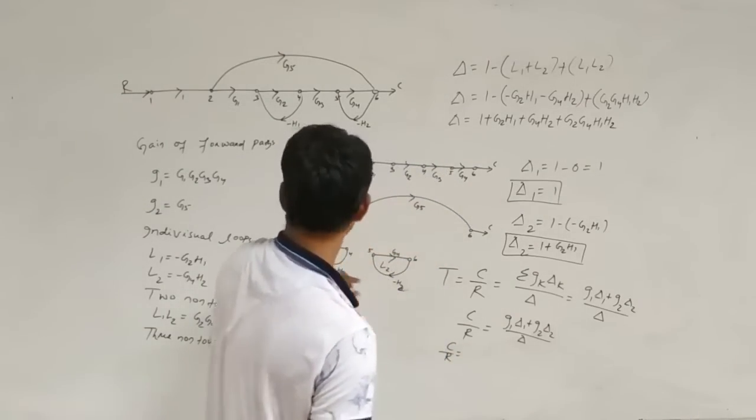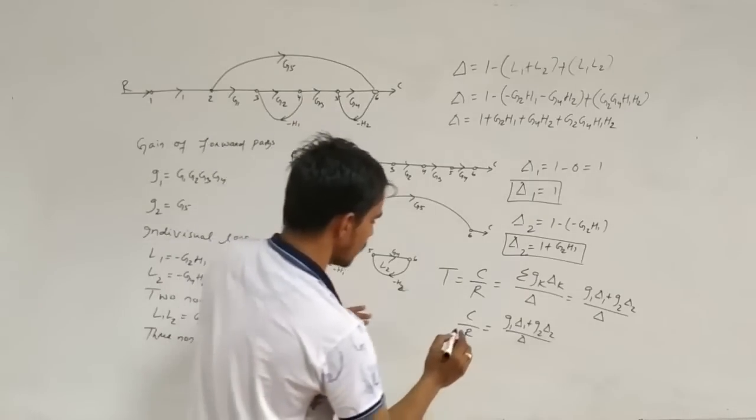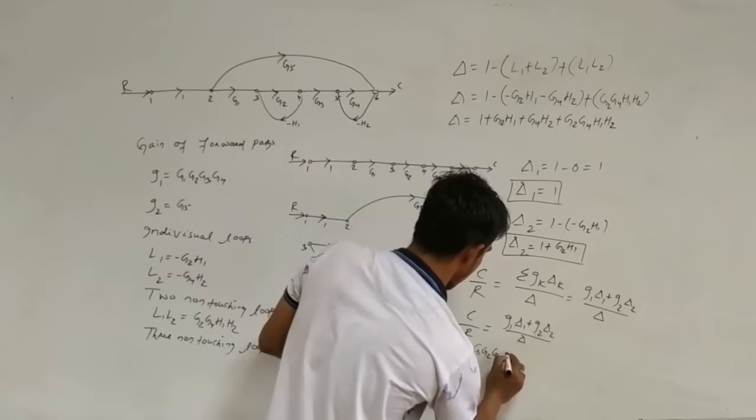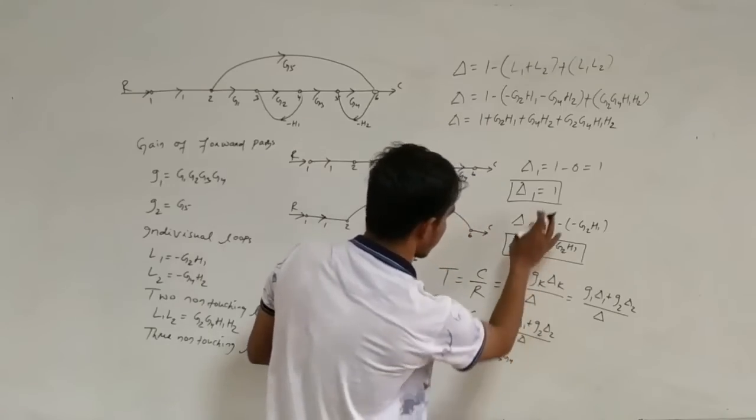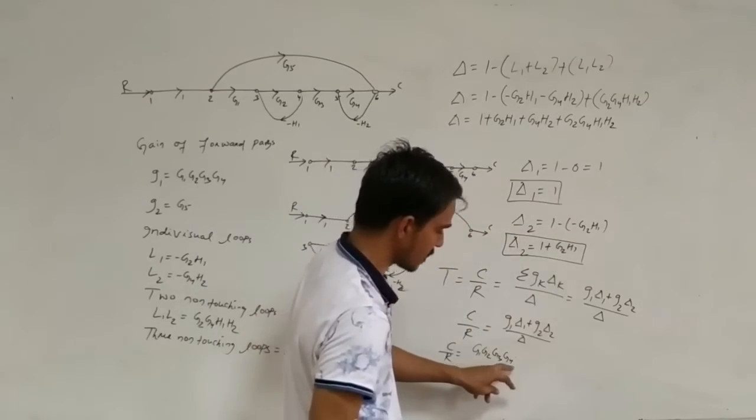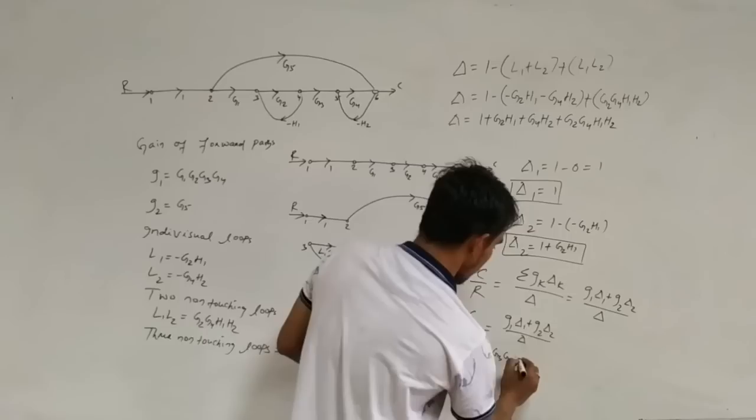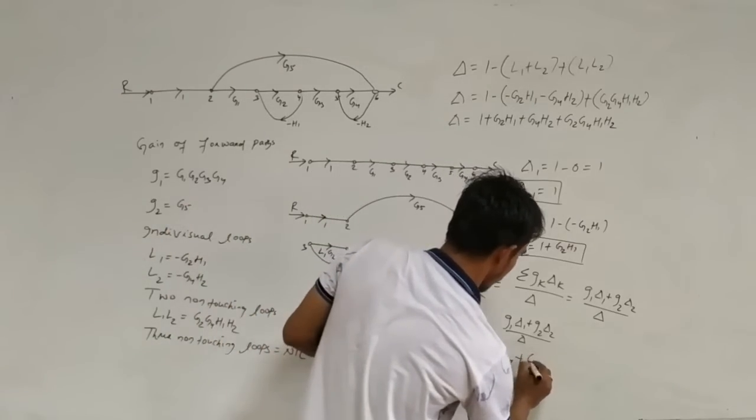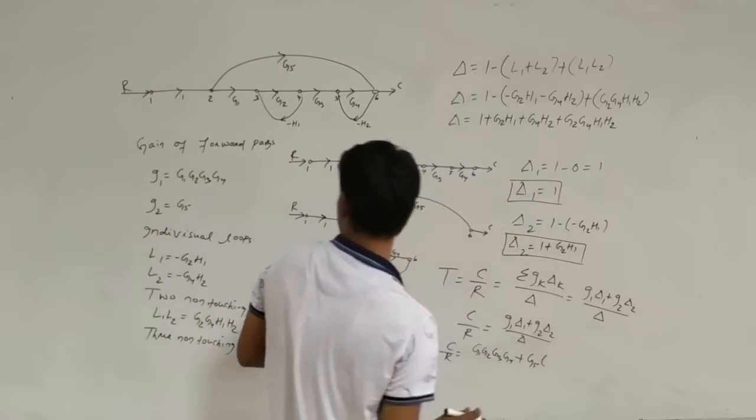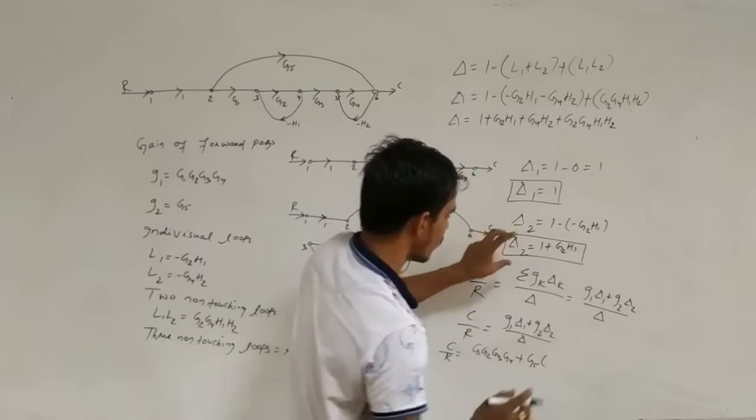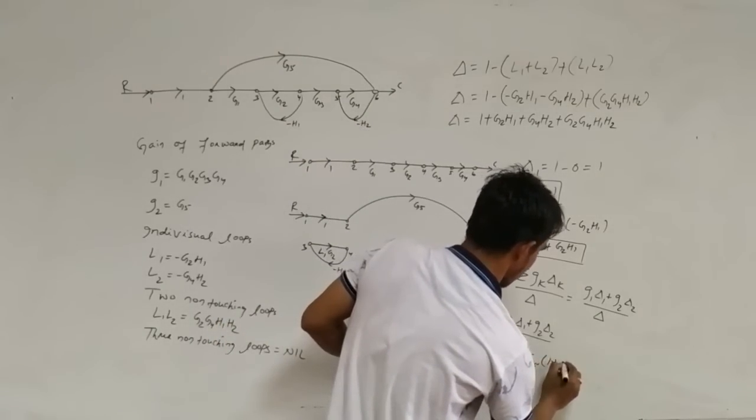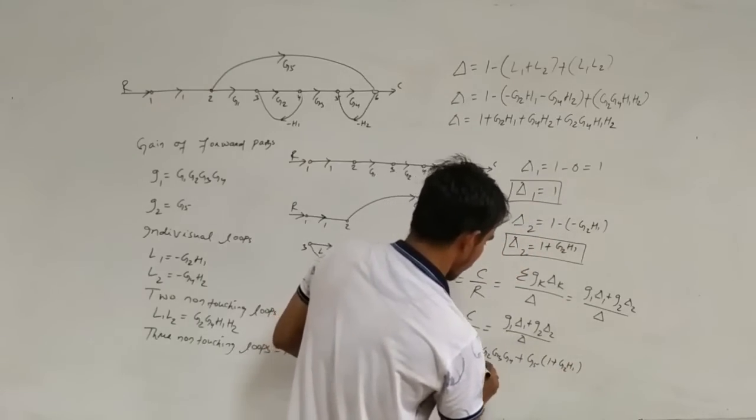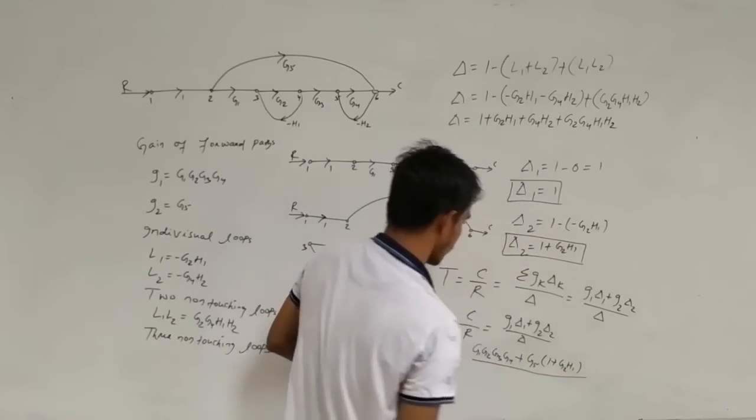equal to G1, G2, G3, G4 into delta 1, that is 1. So G1, G2, G3, G4 as it is, plus G2 delta 2, G2 that is G5, into delta 2. Delta 2 is what? 1 plus G2 H1, divided by delta.